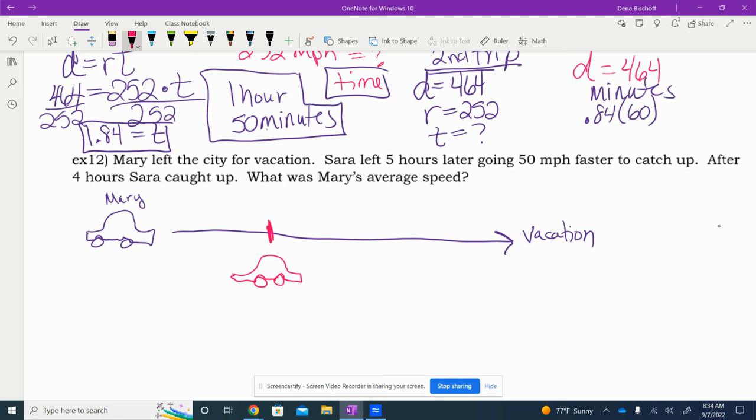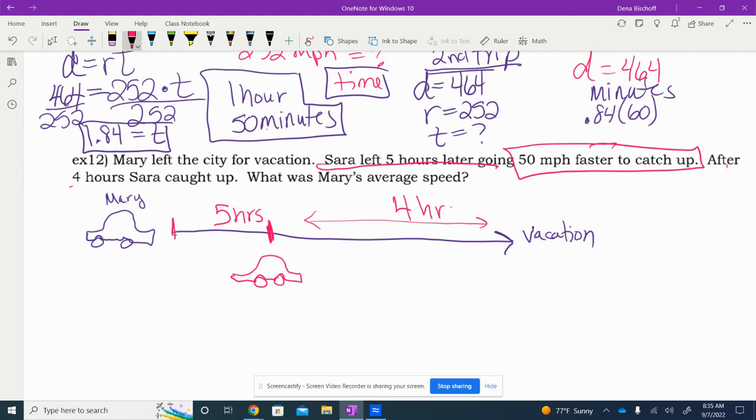So if this represents time, how much time has passed from here to here? 5 hours. Good job. Okay, because it says Sarah left 5 hours later. We'll come back to this in a second. After 4 hours, Sarah caught up. So how much time takes place here? After 4 hours. So after 4 hours, Sarah caught up. So she's also on vacation.